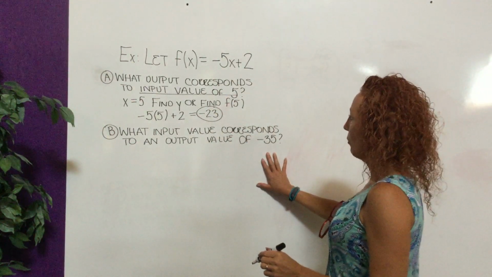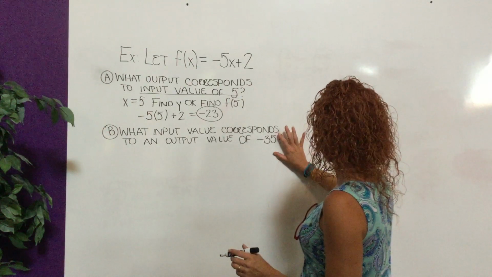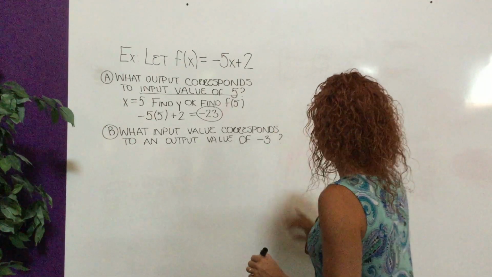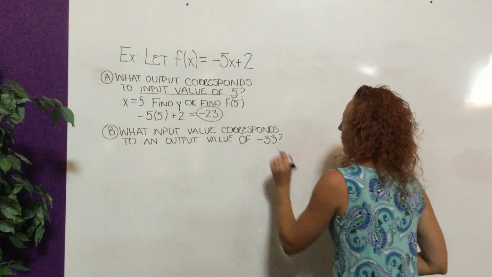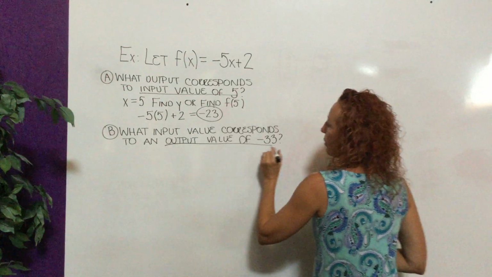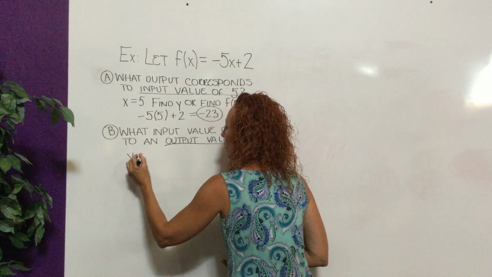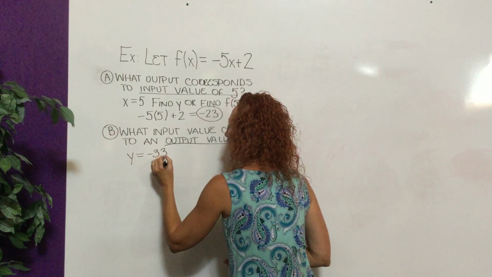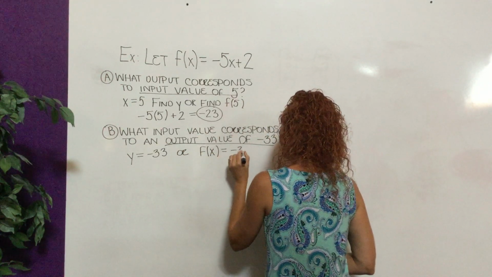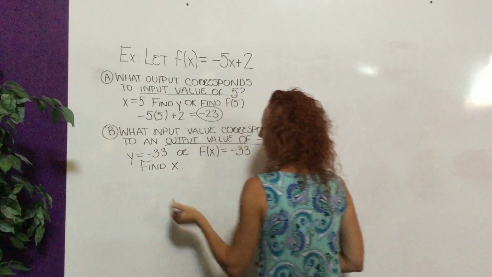Here, what input value corresponds to an output value of negative 35? Oh, I think I went the wrong way on this. Please forgive me. Let's switch that to negative 33. That'll work out just a little bit better. All right, so if the output value is negative 33, I'm giving you the y. Or if you want to think of it, I'm giving you the answer and I'm saying find x.